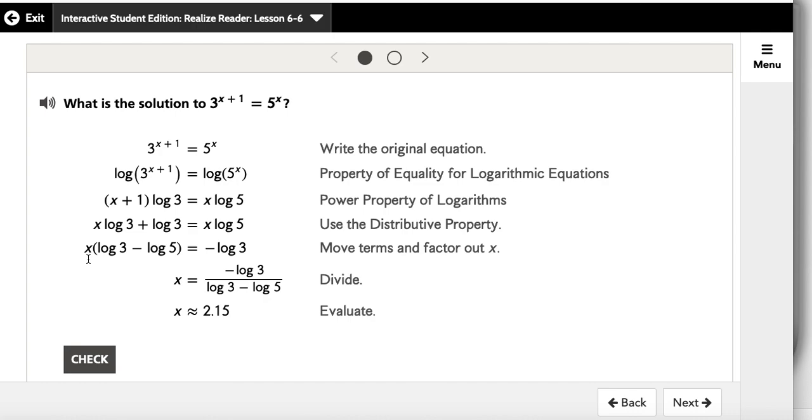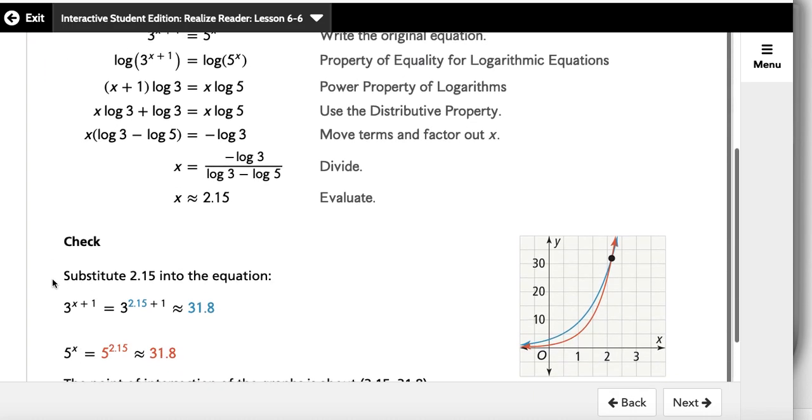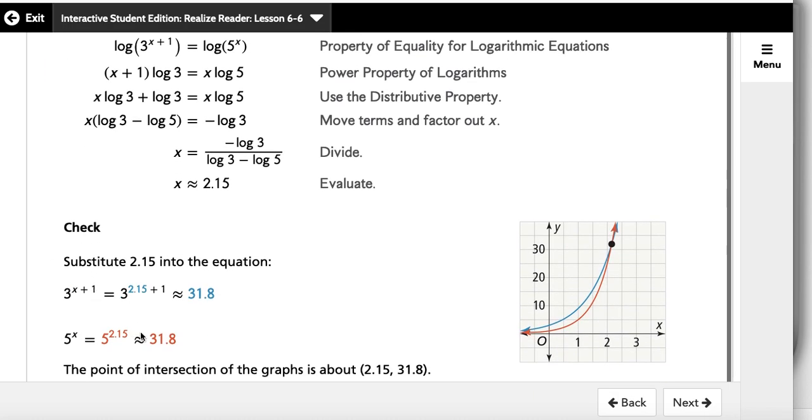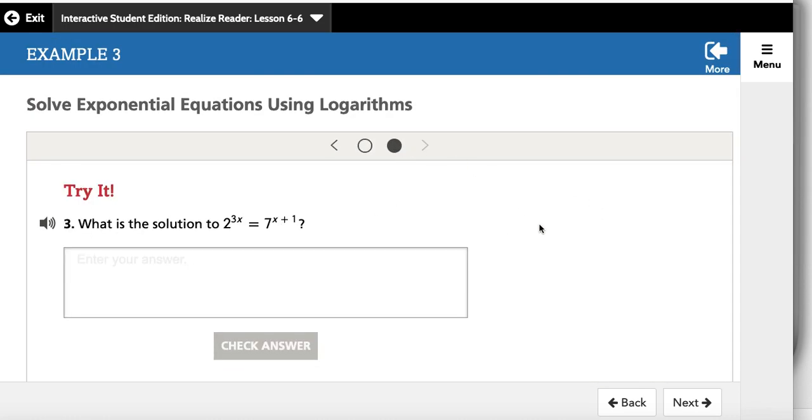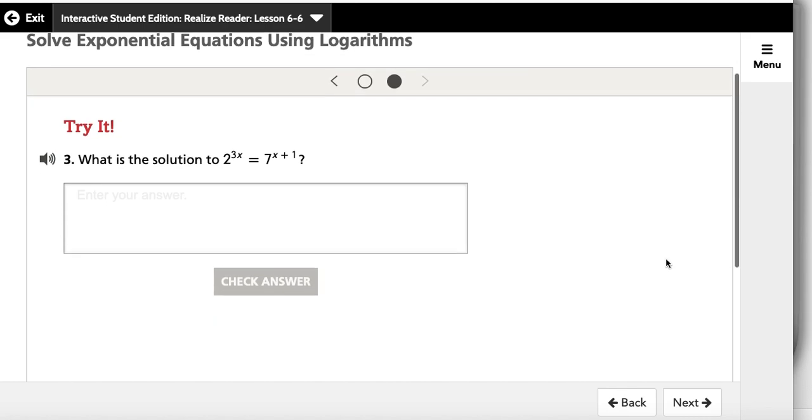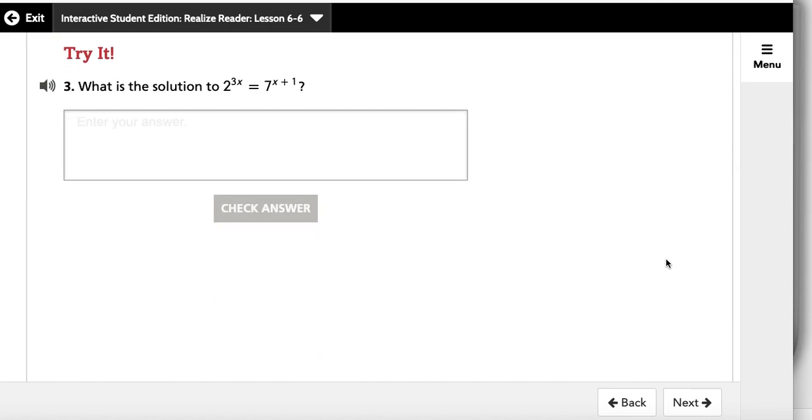That's what they showed. x times the quantity log 3 minus log 5 equals negative log of 3. Then you can divide both sides by what's in parentheses. I'm sure this will seem easier. Oh, then you can check it. So they checked it by substituting in the 2.15, and both times they got 31.8. I think it'll be easier to understand if I talk you through it step by step. But if you think you can, let's see how far you can get without my help. Click pause, come on back.